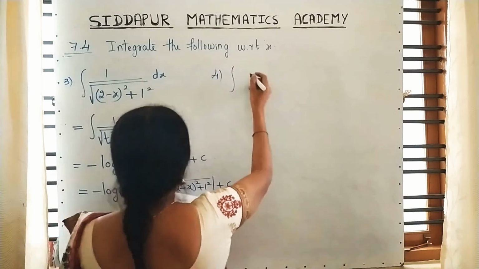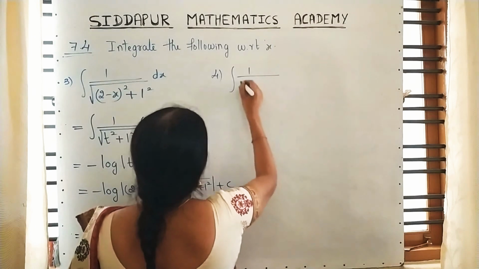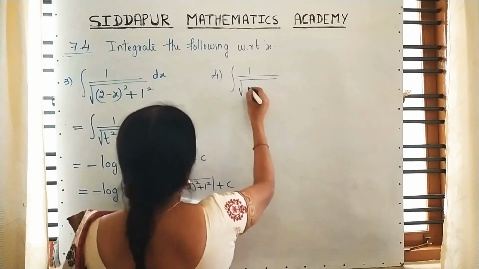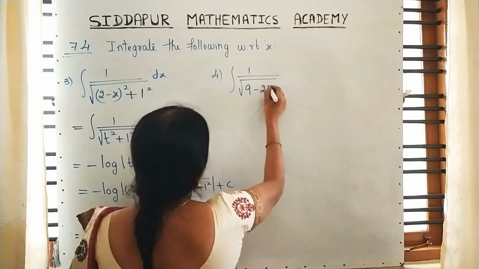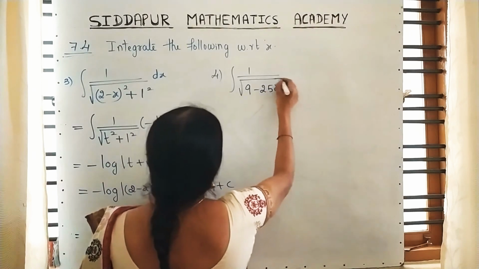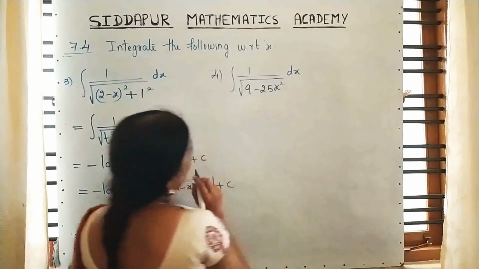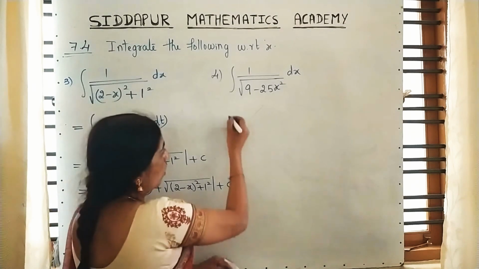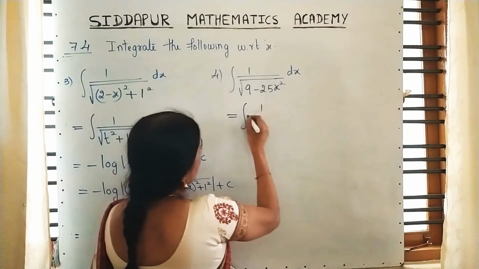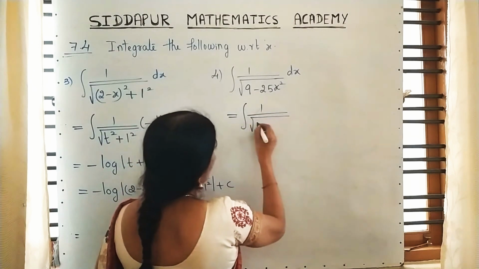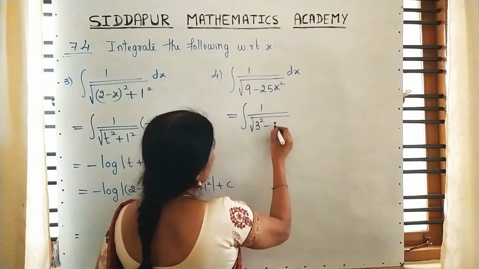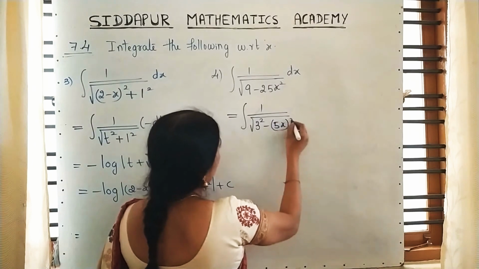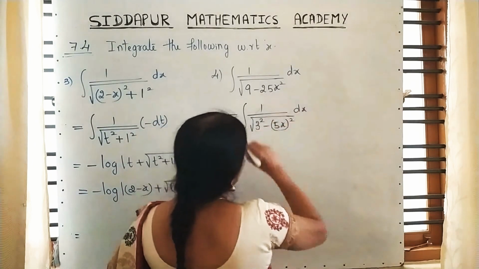1 upon square root of 9 minus 25x square into dx. Again you can solve it by two methods. You can take 25 common, or this will be written as 1 upon root of 3 square minus (5x) whole square into dx.